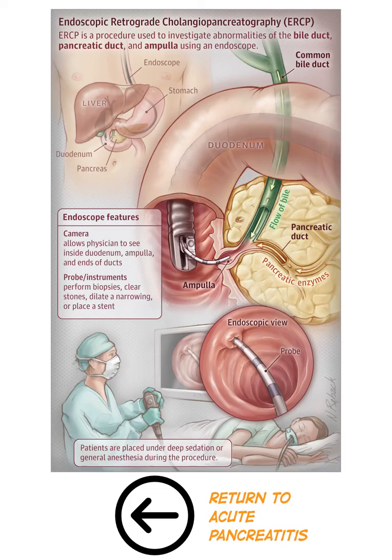ERCP stands for endoscopic retrograde cholangiopancreatography. And what happens with an ERCP in the setting of pancreatitis is that a patient is put to sleep and a probe or camera is inserted through the esophagus, down into the stomach, and then into the duodenum. The duodenum opens to the ampulla of Vater, where a small tube or catheter is inserted through the ampulla and into either the bile duct, if we're looking for blockages there, or into the pancreatic duct.